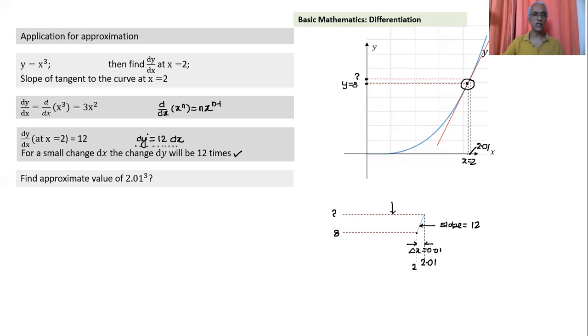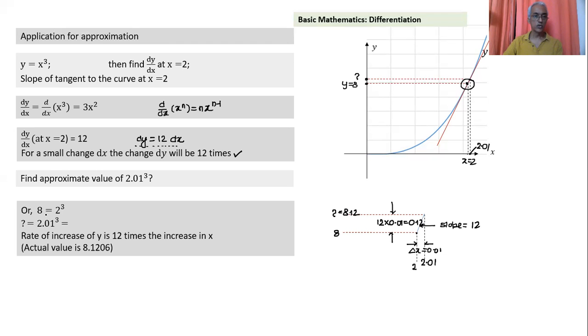That's what we studied here already. What will be the change in y if x increases by 0.01 from here? When we go to this point, x increased by 0.01. What is the corresponding increase in y? The corresponding increase in y will be 12 times 0.01. So delta y will be 12 into 0.01, which is equal to 0.12. So what will be the value of y corresponding to x equal to 2.01? This value will be 8.12. That's the approximation.